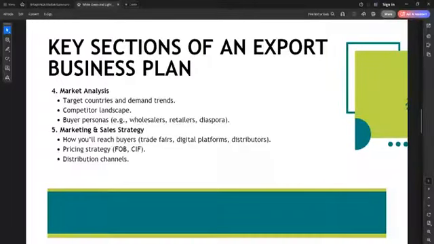Do you intend to use distributors? Distributors are more of an indirect form of exporting, like I mentioned earlier. So, pricing strategies: which Incoterm are you using for your pricing strategy? Is it free on board? Is it cost, insurance and freight? Is it cost and freight?